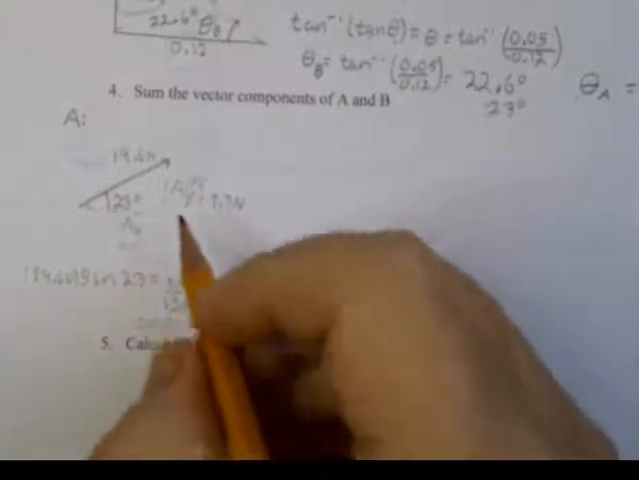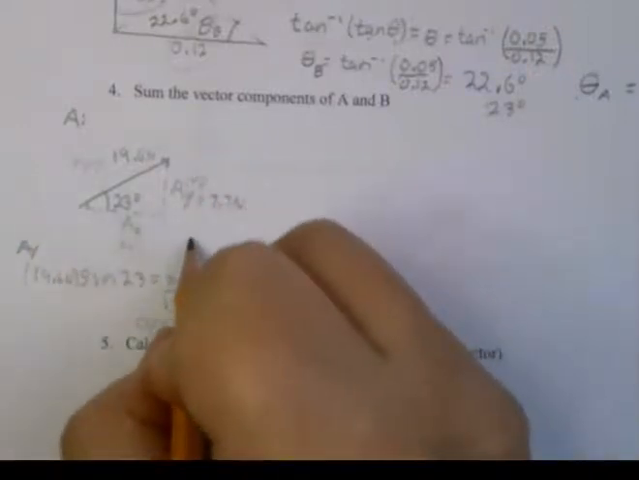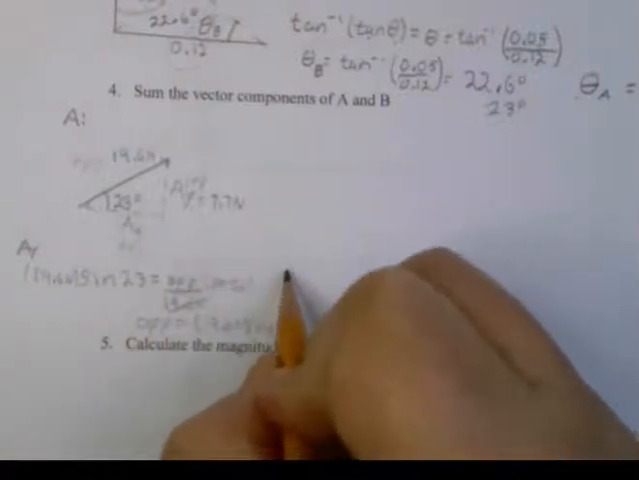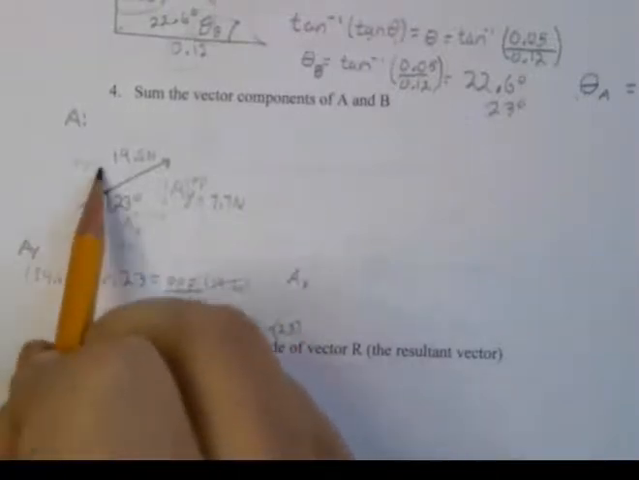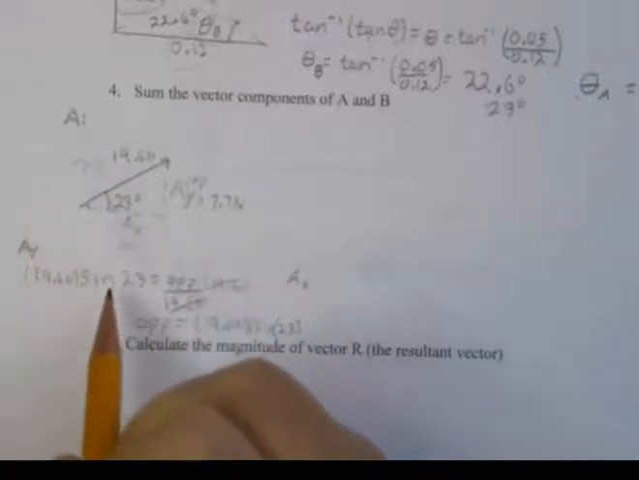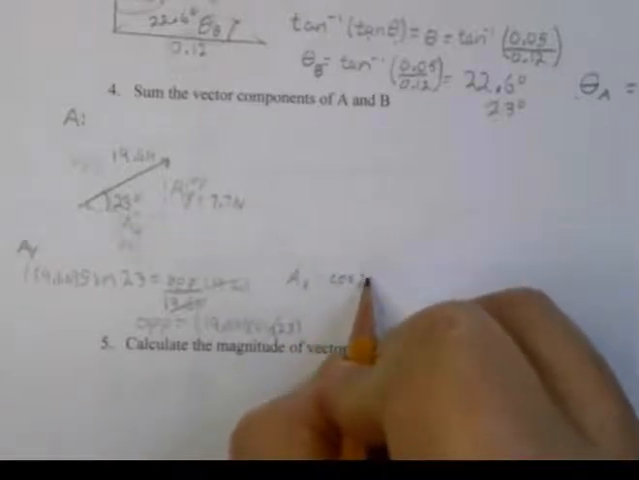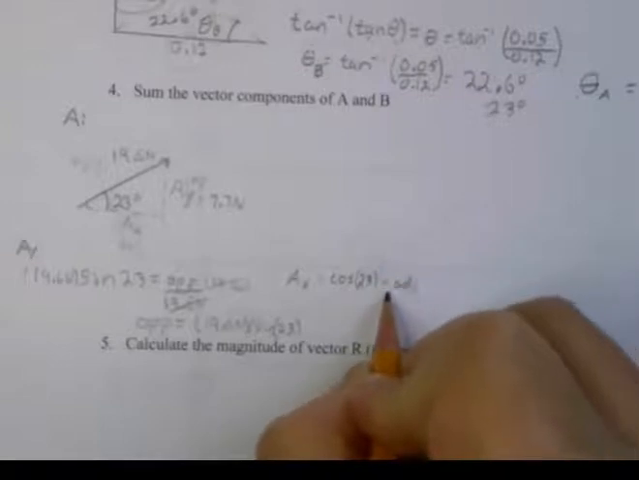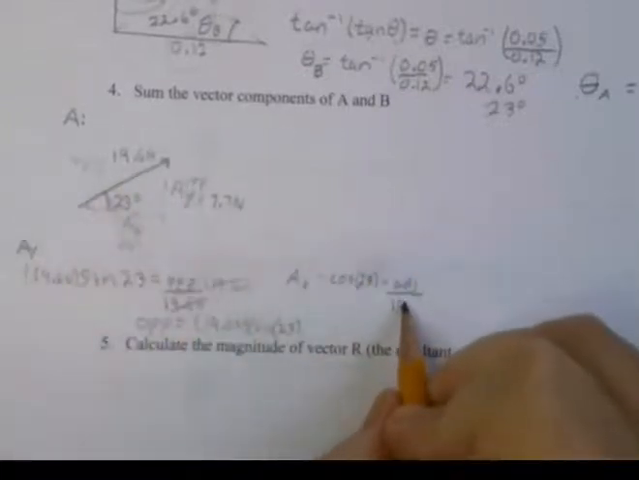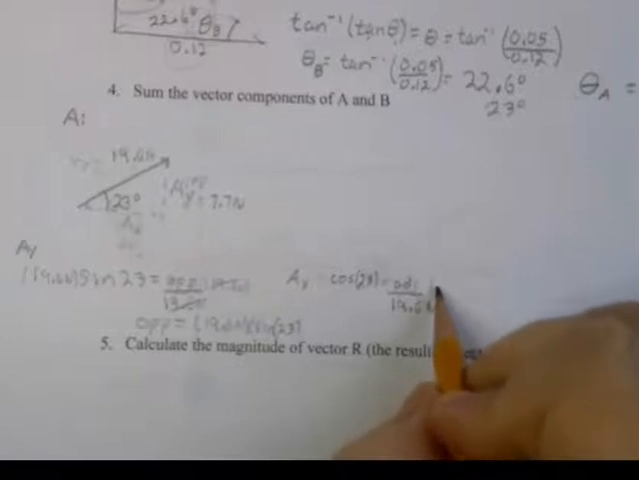Now let's do the AX. So this was the Y component, AY. Now let's do AX. It doesn't matter which order you do them in. I don't want it to become too crowded here. So AX, this is the adjacent side to the angle. Adjacent over hypotenuse is going to be the cosine. So the cosine of 23 equals our adjacent, that's the unknown we're trying to find, over the hypotenuse, which is also 19.6 again. Multiply both sides by 19.6.